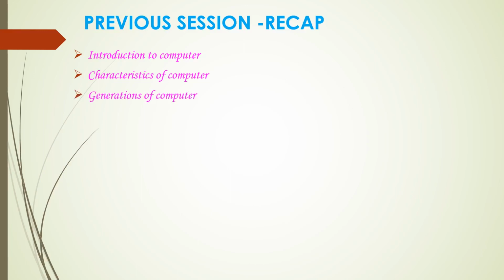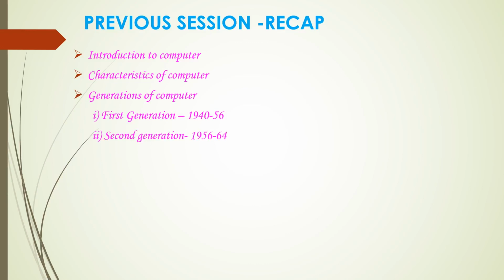The next topic we discussed in the previous class is generations of computer. This is a very important 5-mark topic. We discussed 6 different types of generations. Our first generation is the year 1940 to 56. Our main component used is the vacuum tube, isn't it? It has both merits as well as demerits.